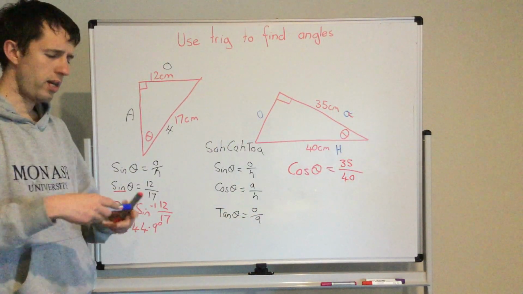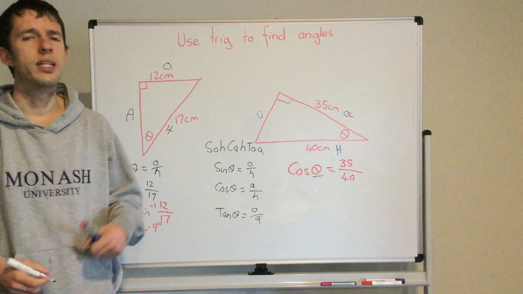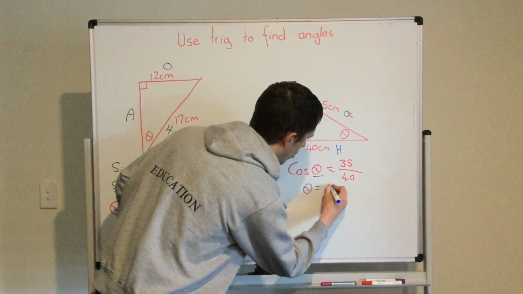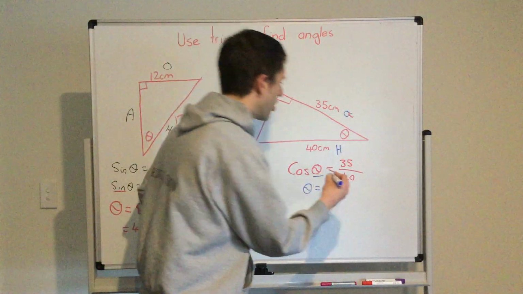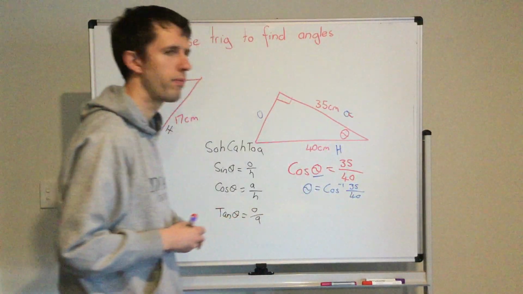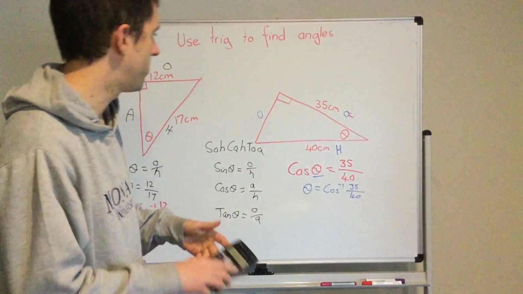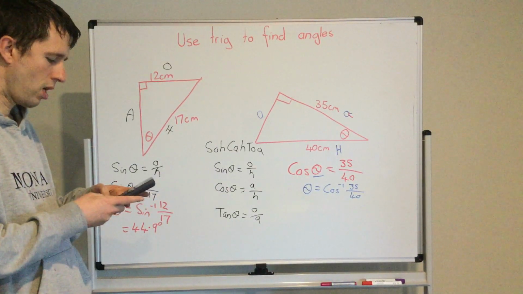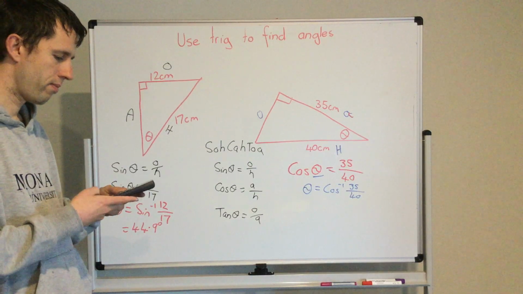Again, we need to get alpha by itself. So the opposite of cos is cos -1. So we need to put cos -1 on the other side. And then we go 35 divided by 40. Now that we've got alpha by itself, we can use our calculator. Cos -1, 35 divided by 40.